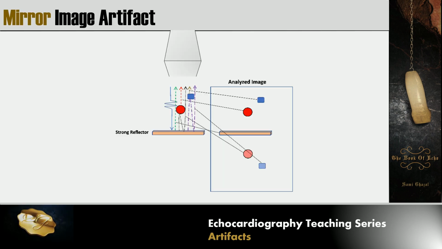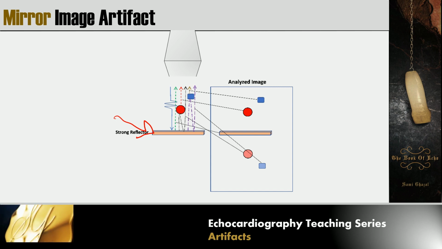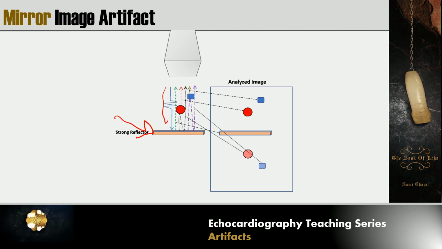We have another type of artifact, which is a mirror image artifact, and here the strong reflector is lying behind the imaged object. So this is a strong reflector, but the object that has been imaged is imaged from behind. So this is the main beam here, the blue beam, and then it will hit the strong reflector, and then go back to the transducer. Then part of it will hit the object from behind, and then go back to the strong reflector, and then back to the probe.